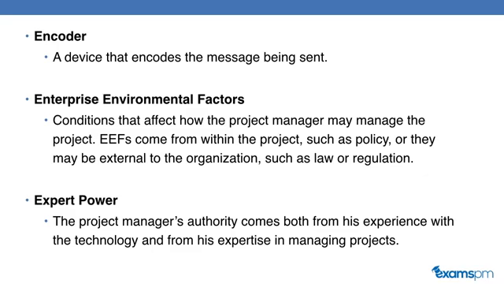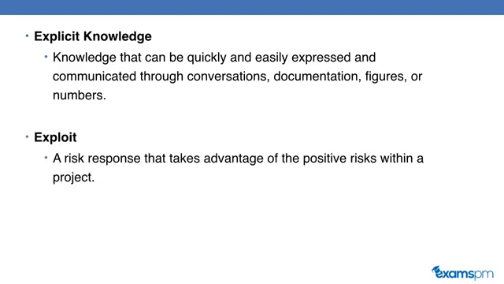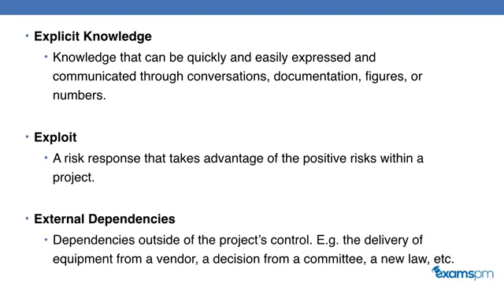Expert power, this refers to the project manager's authority that comes from his experience with technology and his expertise in managing projects. Explicit knowledge. This is knowledge that can be quickly and easily expressed and communicated through conversation, documentation, figures, or numbers. Exploit. This is a risk response that takes advantage of the positive risk within a project. A positive risk is also known as an opportunity.